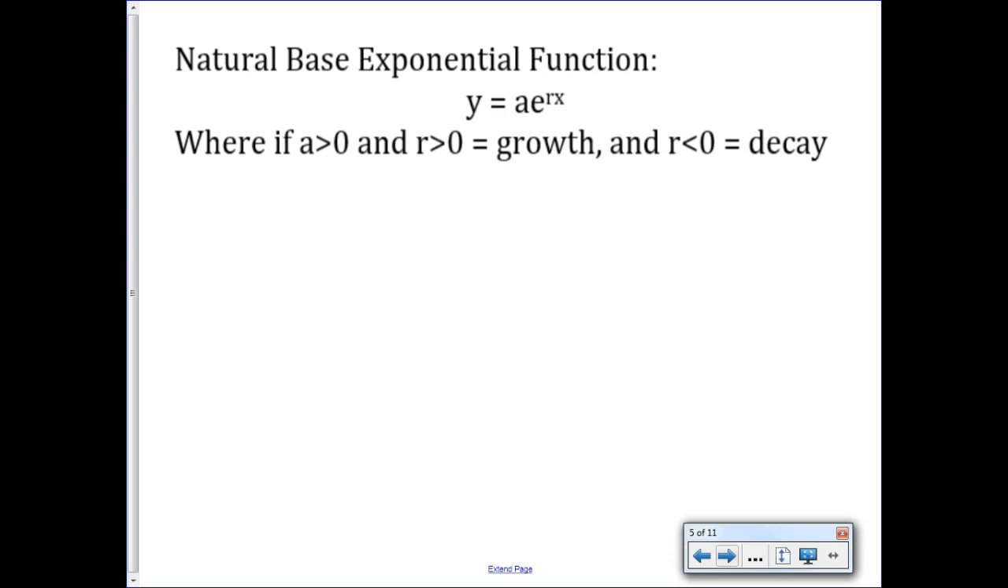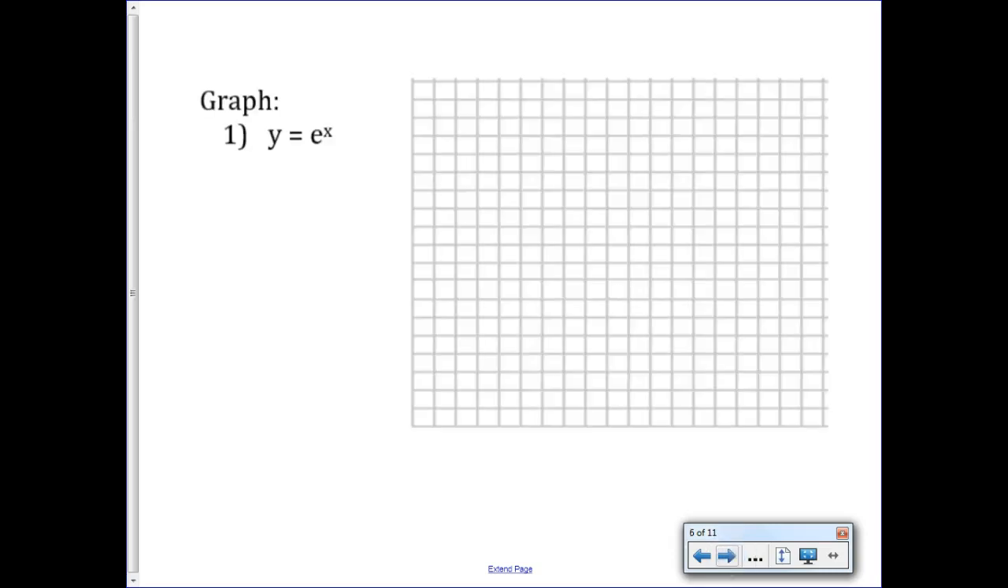Remember, growth is bigger than 0, not equal to 1 for our b value, or is bigger than 1. Decay is between 0 and 1. In this case, growth is bigger than 0 or smaller than 0. So let's see what it looks like. Graph y equals e to the x power.